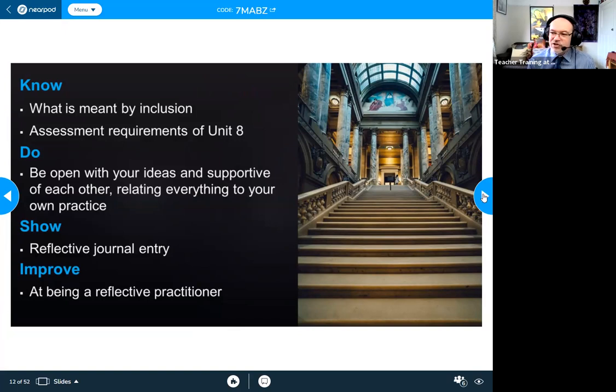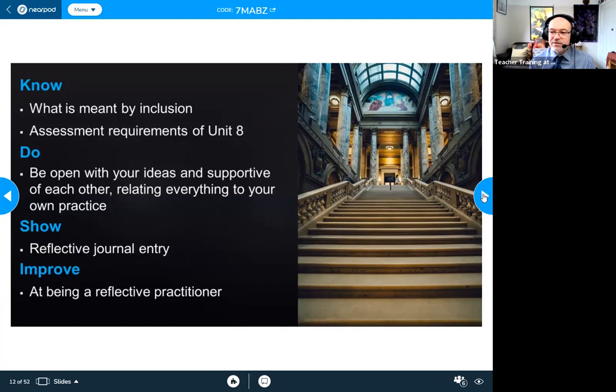What is meant by inclusion? I think there are so many different definitions of it. We need to come to our own interpretation and understanding of it. And if you ask in 6 months, in a year's time, what is meant by inclusion, that definition will change again, potentially. Importantly, we need to know what we need to do for this unit, the assessment requirements of Unit 8, and that's what we're going to focus on next.